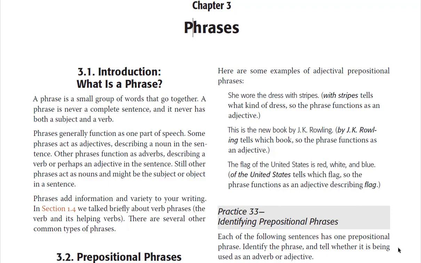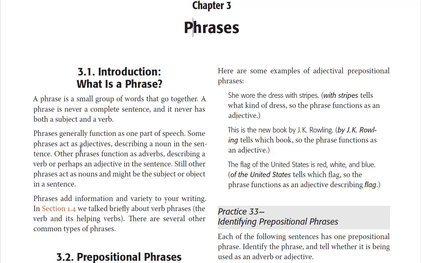What is a phrase? A phrase is a small group of words that go together. A phrase is never a complete sentence, and a phrase never has a subject and a verb. Phrases generally function as one part of speech.